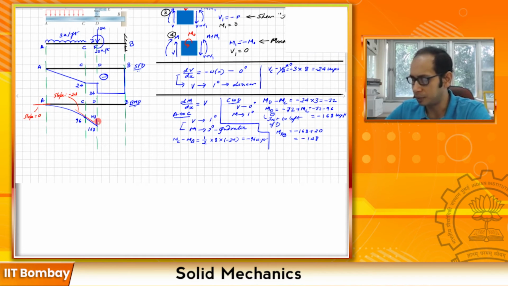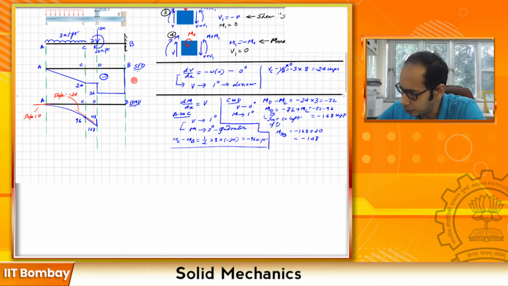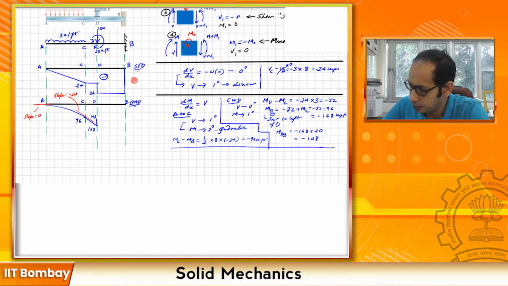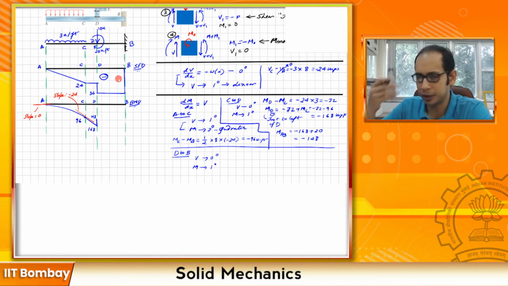Now the last bit that is remaining is from D to B over here. So let's go ahead and write that as well. From D to B, in this particular region, my shear is degree 0, because it's a constant line. So V is degree 0, so M must be linear. So you will have a linear variation. What is going to be the value?